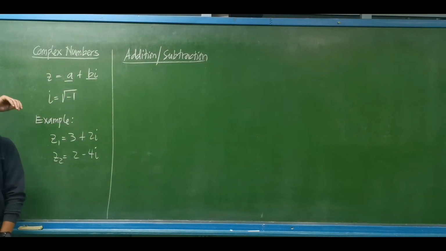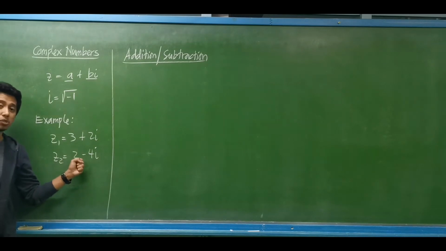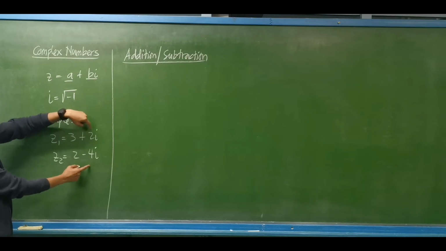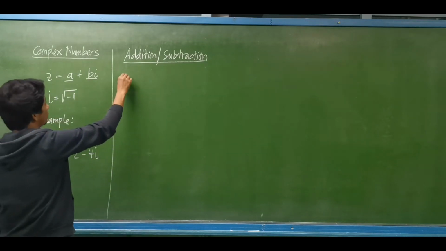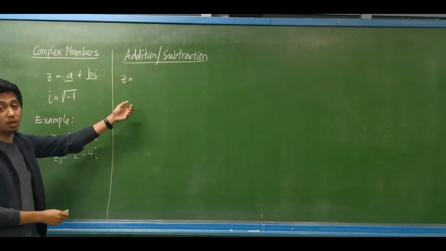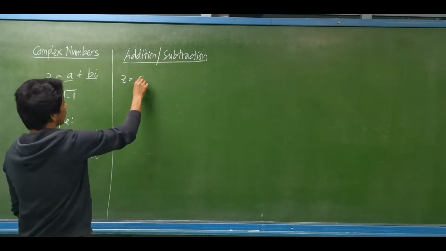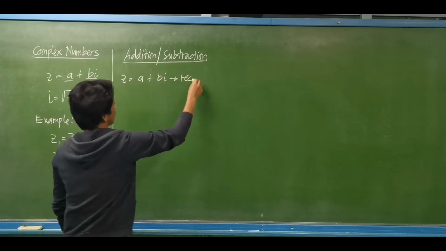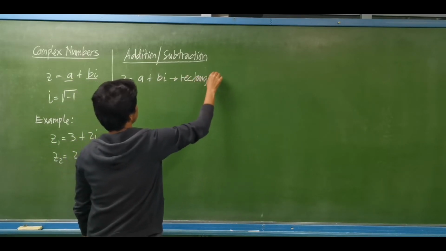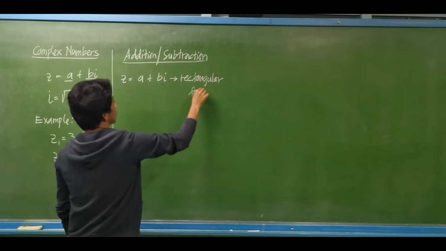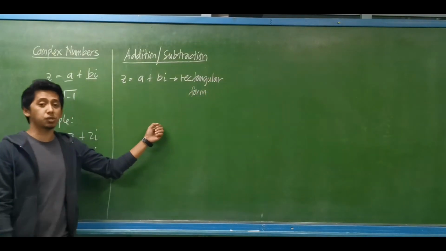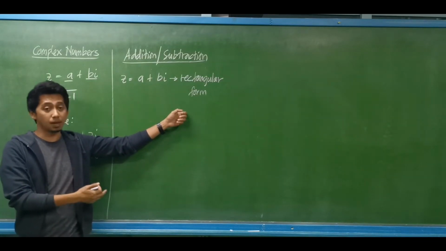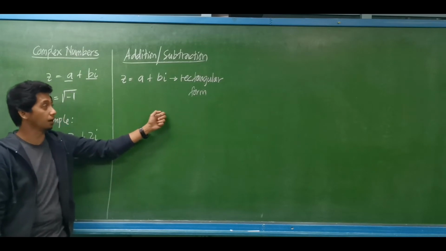If we are to do addition and subtraction for complex numbers, we may directly add the real part and add the imaginary part, especially if our complex number is already in the rectangular form. Rectangular form is a plus bi. This is the rectangular form of a complex number. We have several forms of complex numbers. The first one is the rectangular form. Number 2, polar form. We may also have, later on, the exponential form.